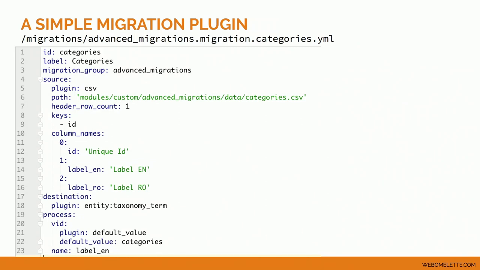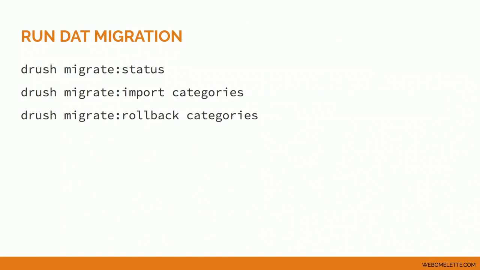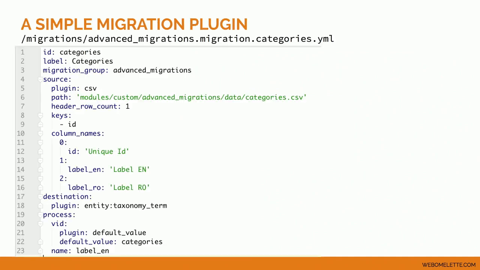This can get more complex for sure. We can have all sorts of plugins. Like for example here, we can put an array of plugin definitions to make it chainable, and it goes down that pipeline. That's it. We can run our migrate tools commands now. Obviously you have to clear the cache, enable the module, normal stuff. Then we can see what migrations are available with migrate status, and then import or roll back our migration, specifying which name. So yeah, that's pretty much the basic migration. No PHP code.